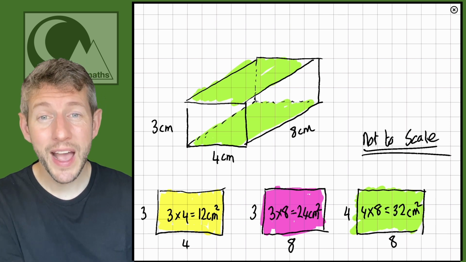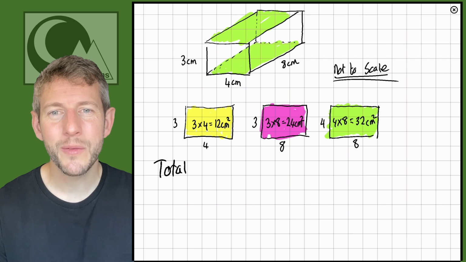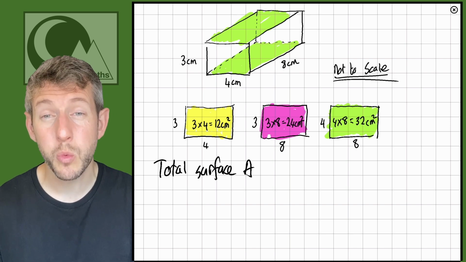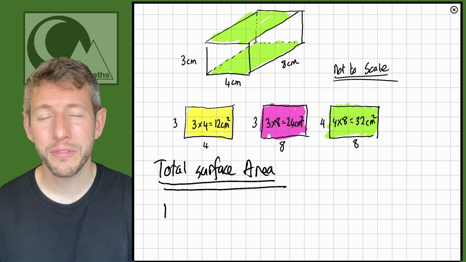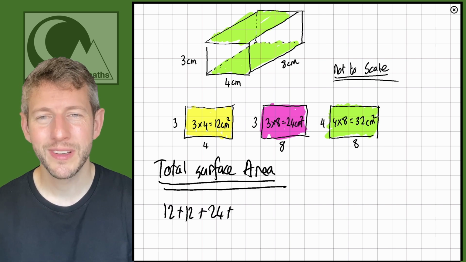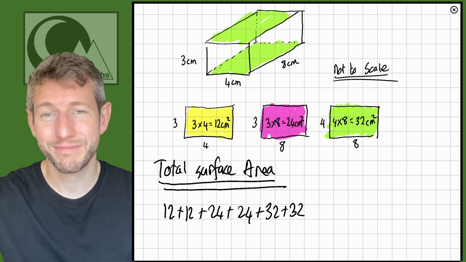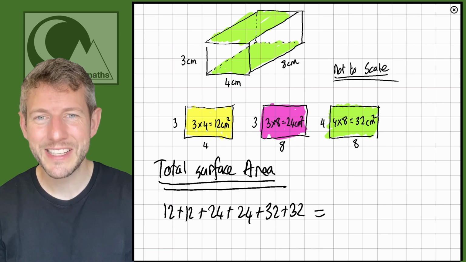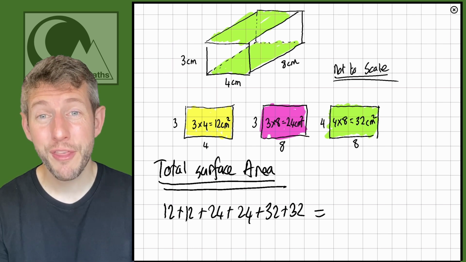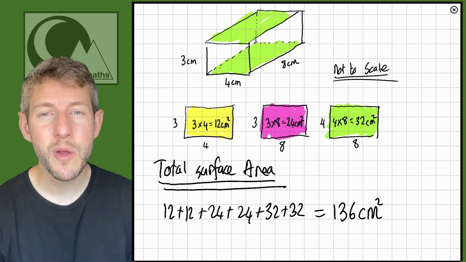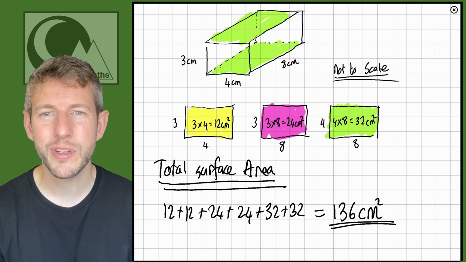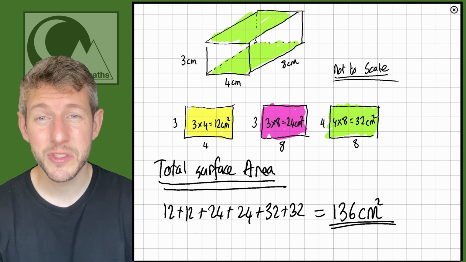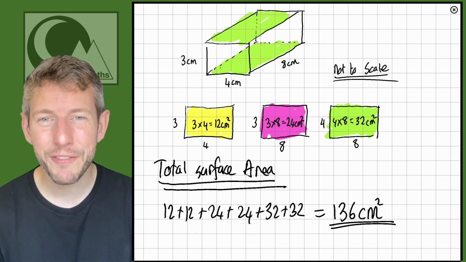Right. Now we've got all 3 of these, we can see that we're going to have all of them twice. So basically, I can add together 12 add 12, add 24 add 24, add 32 add 32. I'm going to use my calculator for that. And that equals 136 centimeters squared. So the total surface area for this cuboid would be 136 centimeters squared.